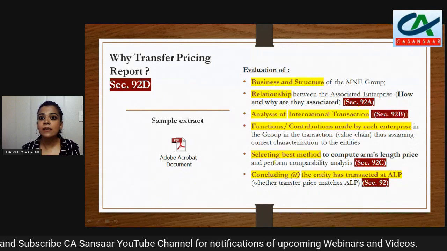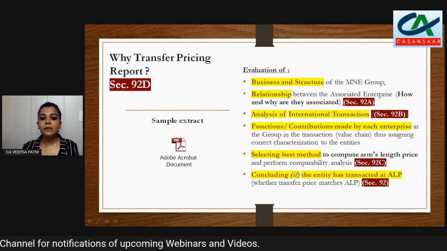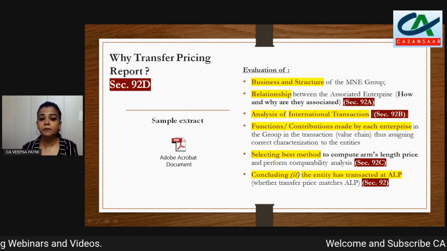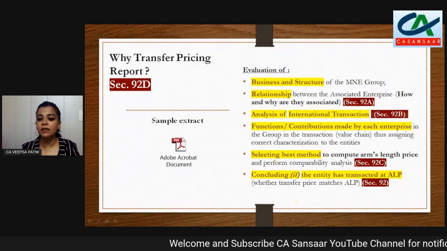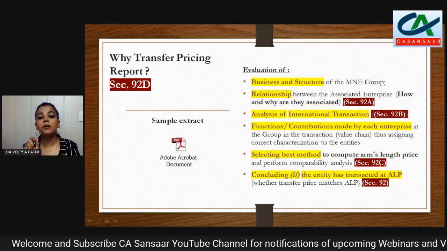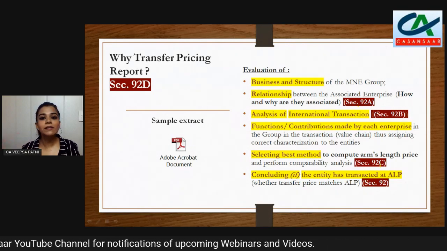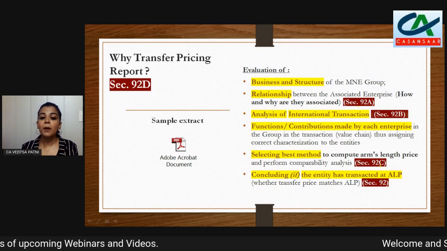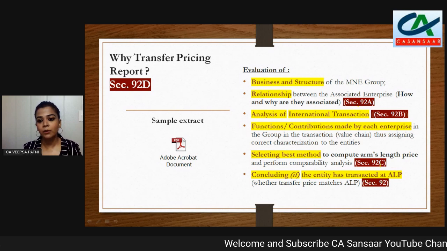By which method are you computing the transfer price, by which method are you checking that the transfer pricing is justified and on the arm's length principle? That is basically economic analysis. That is basically 92C. So C, we can remember, computing arm's length price. Okay, so 92C means computing arm's length price. How to compute? By selecting the best method. A lot of methods are given.